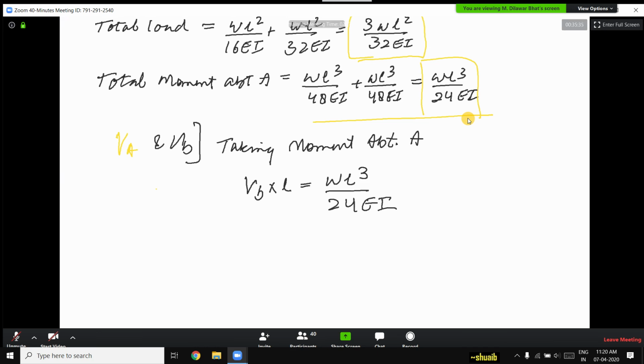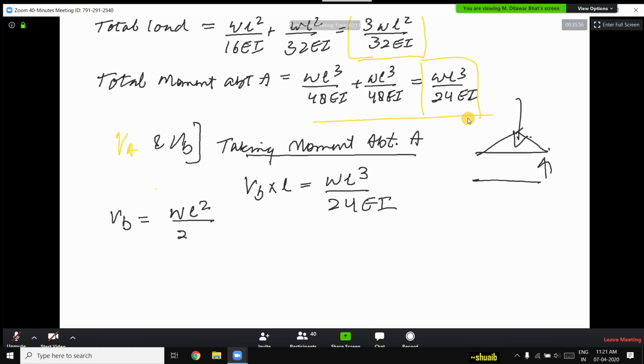VB times L, if you are calculating moment about A, VB is this reaction times length, multiplied by the total moment from above. Therefore, you can calculate VB equal to WL square by 24 EI.